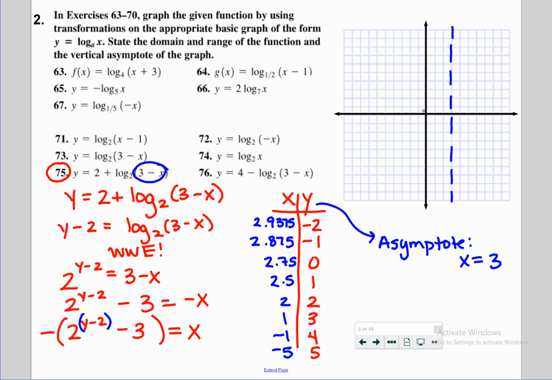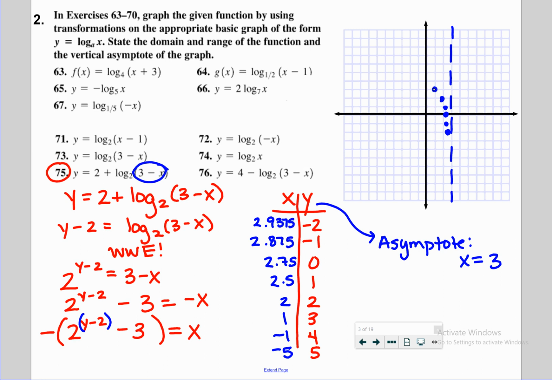So let's see. At -2, I'm at about 3. Oh, wait. I got to make sure I plot this in the right way. My x is about 2.9. My y is -2. There we go. My x is 2.8 something. My y is -1. 2.75, I'm at 0. 2.5, I'm at 1. Those are all still pretty close together. 2, I'm at 2. There we go.